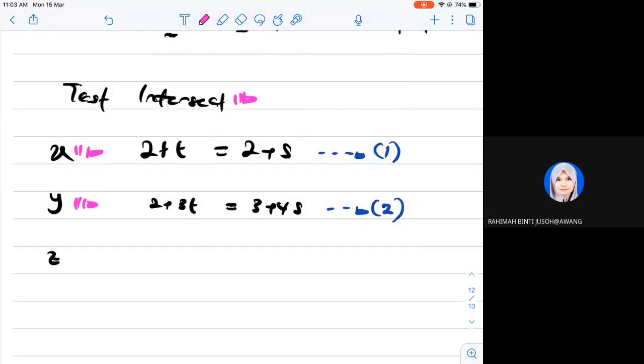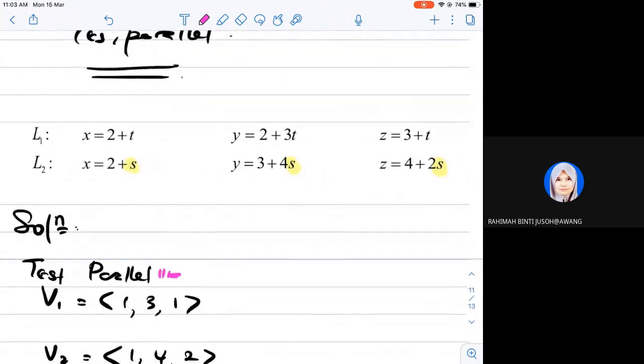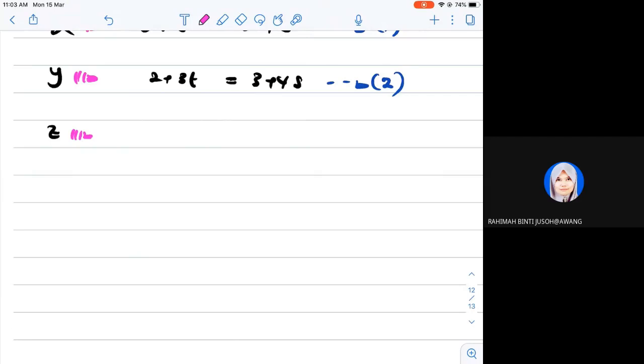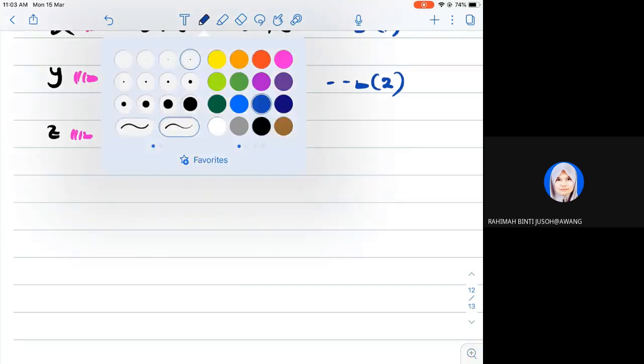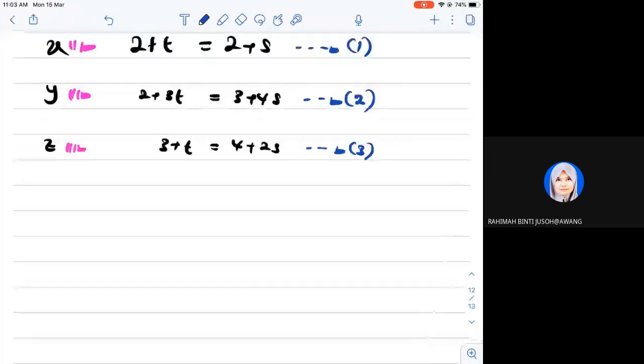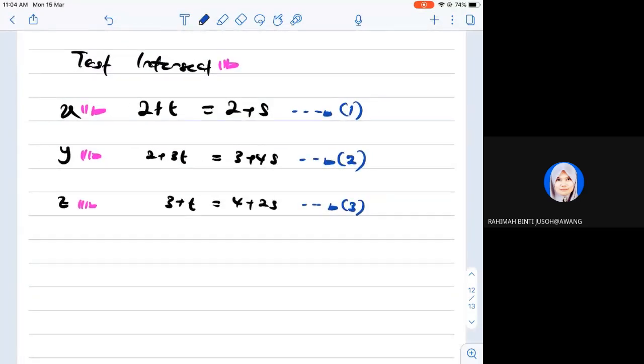Okay, third equation with respect to Z. Kita buatlah. So kita ada Z, 3 plus T samakan dengan 4 plus 2S. So 3 plus T, 3 plus T equate this with 4 plus 2S. Equation number 3.